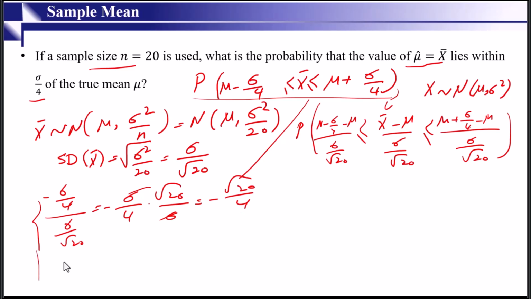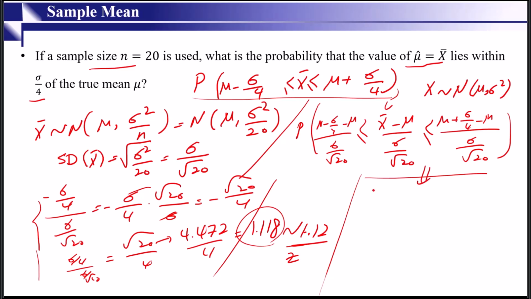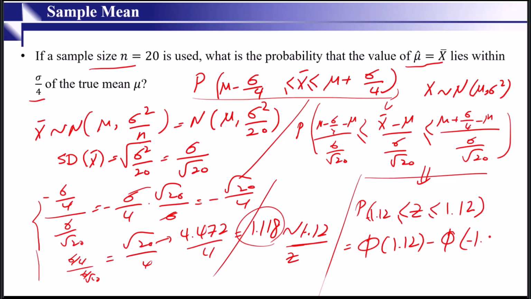And in the same way, we can do sigma divided by 4 over sigma divided by the square root of 20, which is equal to the square root of 20 divided by 4, right? Minus plus. What is the value for the square root of 20? Approximately 4.472. And this one divided by 4 is equal to 1.118. And we can rewrite this one as approximately 1.12, right? We can say that we use this z. This is the approximation of this 1.118, right? So we can rewrite this one as the probability of z between minus 1.12 and 1.12, okay? And this one is equal to phi of 1.12 minus phi of minus 1.12.